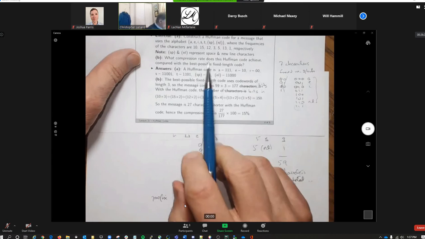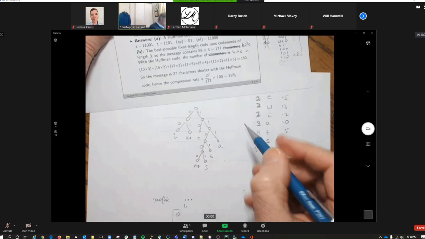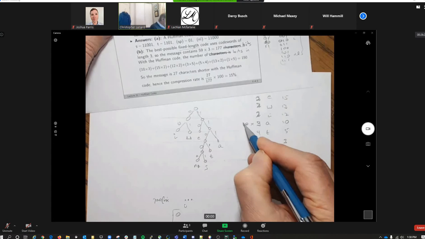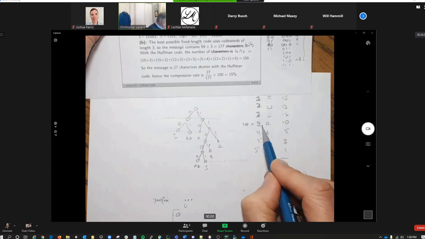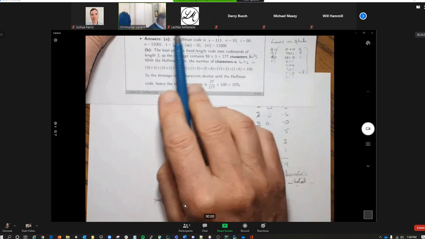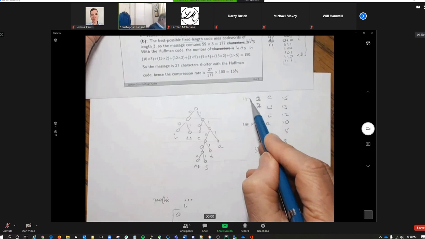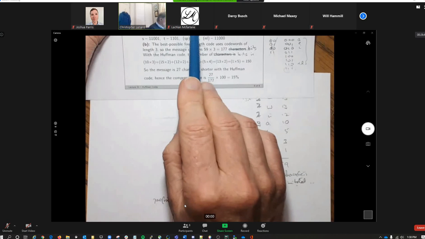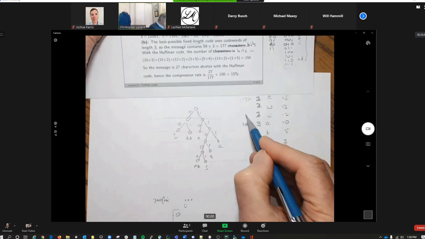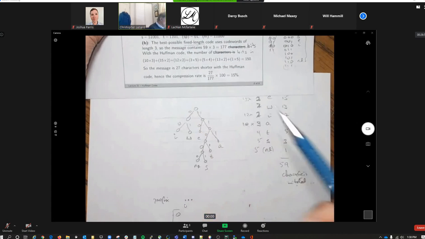Out of the 59 characters, 10 of them are A. We've got 10 lots of A, so we need 30 bits altogether. 15 of them are E's, so we need 30 bits altogether. 12 are I, so we need 12 twos, 24 bits for all those.